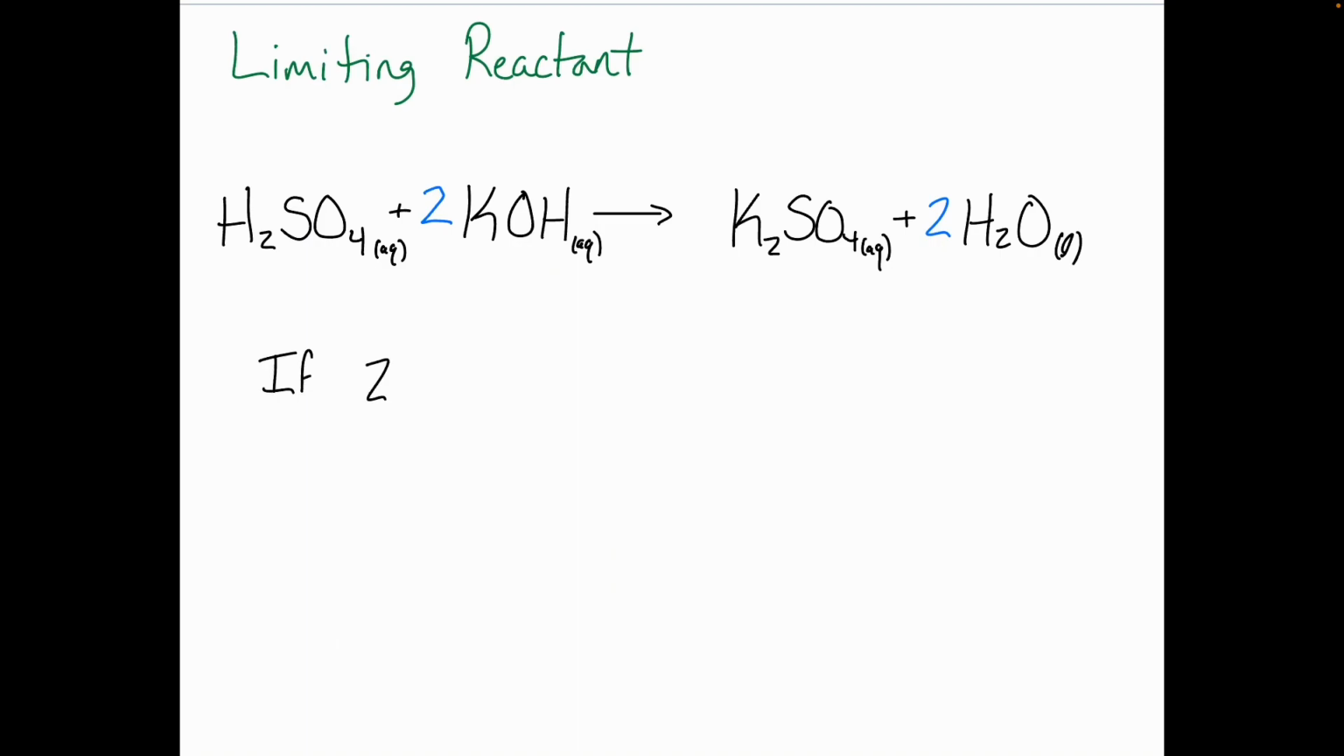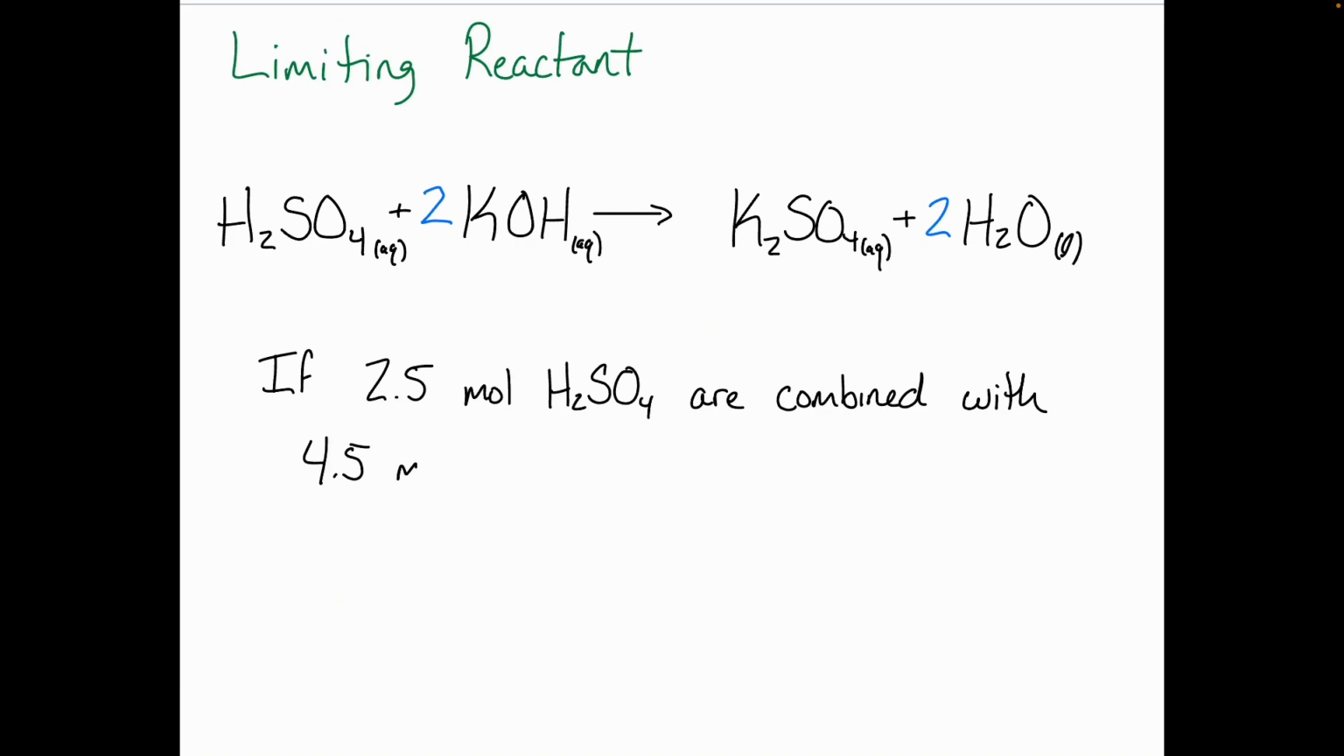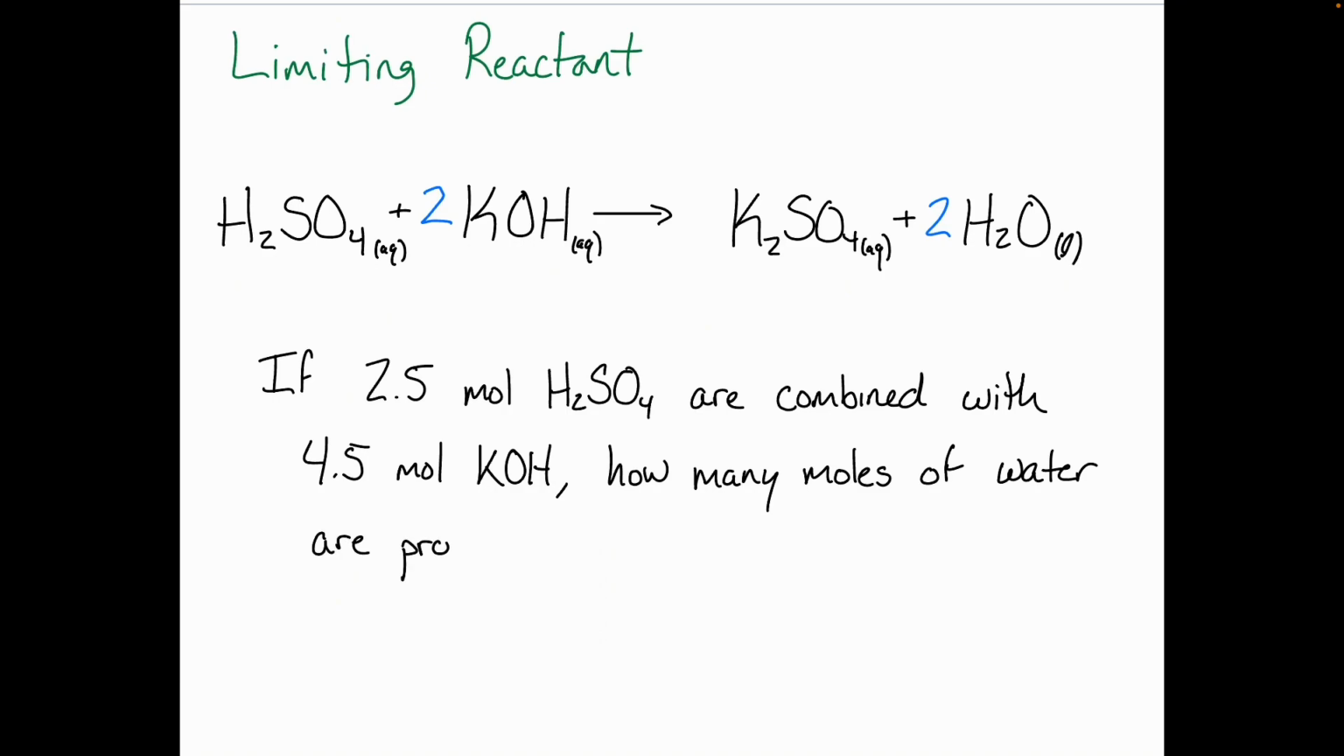Okay, so if 2.5 moles of H2SO4 are combined with 4.5 moles of KOH, how many moles of water are produced?